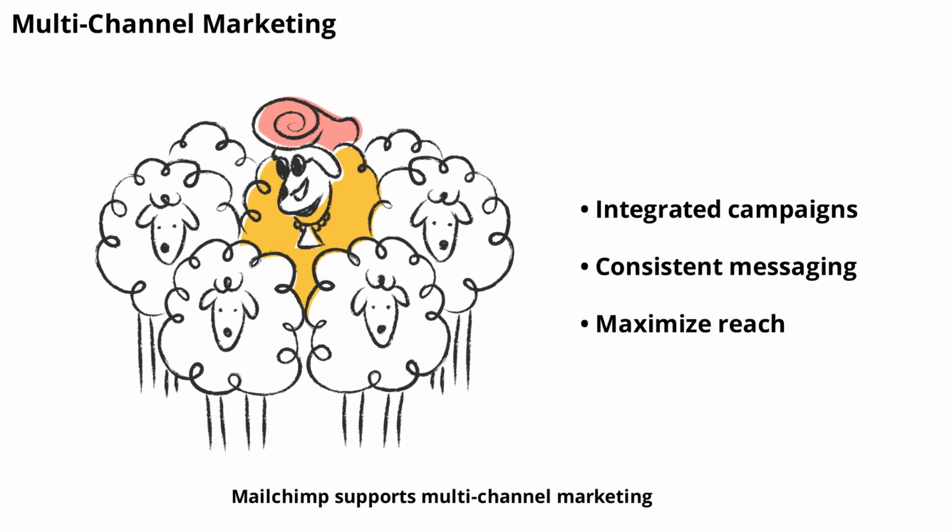Mailchimp supports multi-channel marketing, allowing businesses to reach their audience through email, social media, and digital ads. This integrated approach ensures consistent messaging and maximizes your marketing reach. By managing all channels in one platform, businesses can coordinate campaigns and track results more effectively.